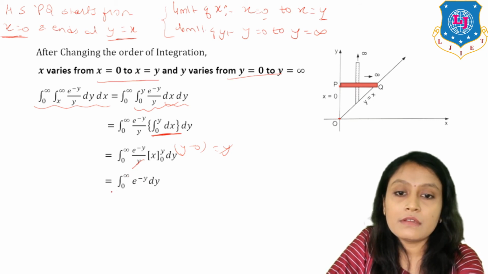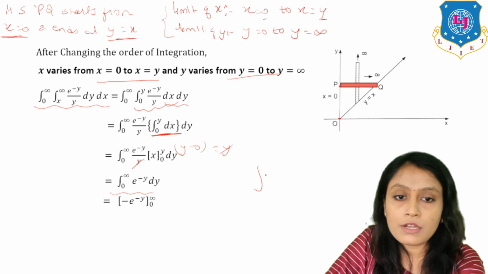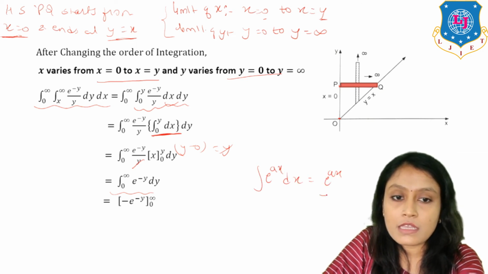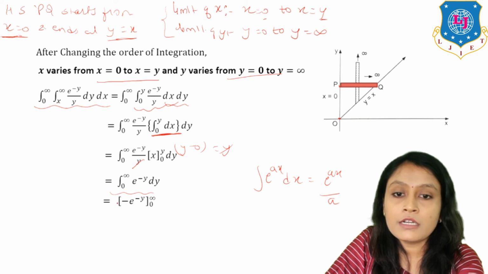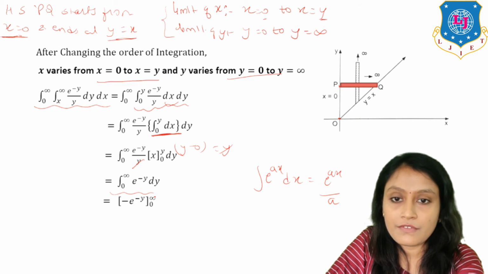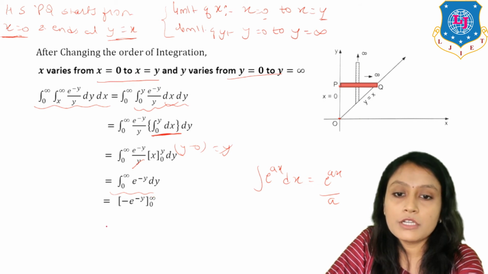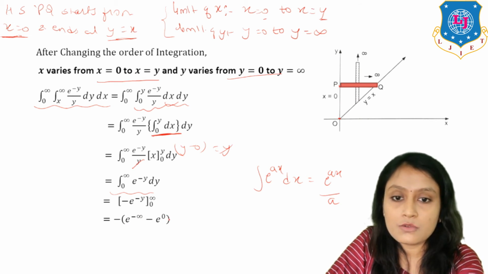Now we will evaluate this integration, so you will get e raised to minus y upon minus 1. We will use this formula, that is integral of e raised to ax dx is what? e raised to ax upon a. Now here our a is minus 1, so upon minus 1, and thus the minus we will write in the numerator. So minus e raised to minus y, and the limit is 0 to infinite. Now we will substitute the limit and we will take this minus out. So you will get minus e raised to minus infinite minus e raised to 0.